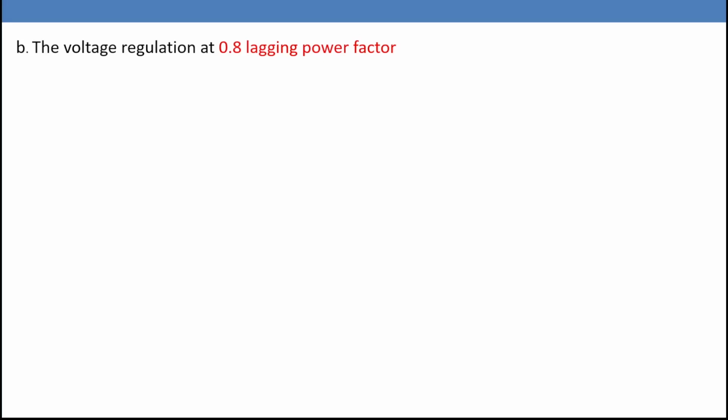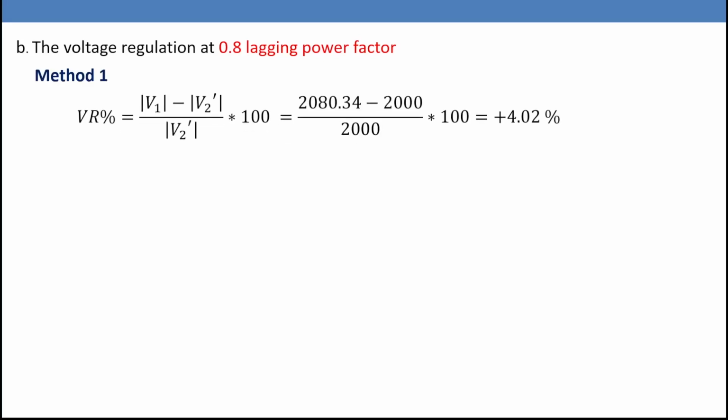We are going to use two methods. Method number 1: voltage regulation equals the magnitude of V1 minus V2 dash over V2 dash, multiplied by 100. 2080.34 minus 2000 over 2000 multiplied by 100 gives us positive 4.02%. Method number 2: we use the drop equation, where the drop equals I2 dash R equivalent cosine phi plus I2 dash X equivalent sine phi, plus because we have a lagging power factor.